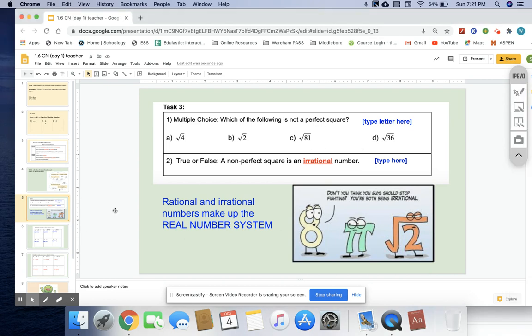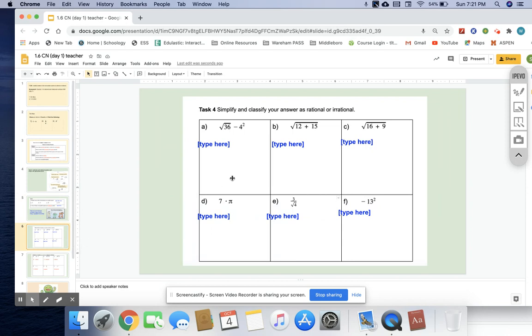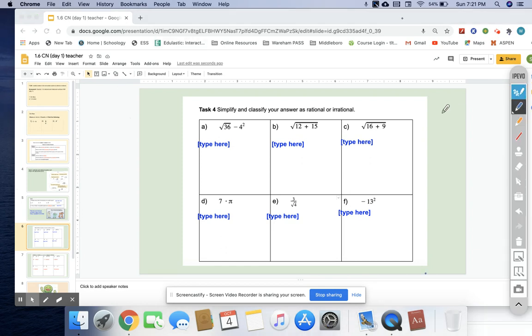All right, so the next thing we have is task 4, which is simplifying and classifying. Your answer is rational or irrational. I would suggest you turn the video off. Take a second to do this. I'm going to classify this as R, and this as IR.